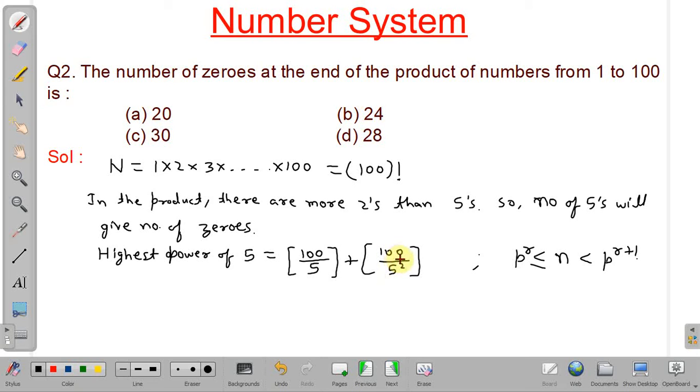5 to the power 3 is 125, but our condition is 5 to the power r is less than n. Okay, so now it will be 20 plus 100 divided by 25, that is 4. So when we open the greatest integer function, it will be 20 plus 4. It gives only the integral part, so it is equal to 24. Now the highest power of 5 is 24. Therefore the total number of zeros will be 24.